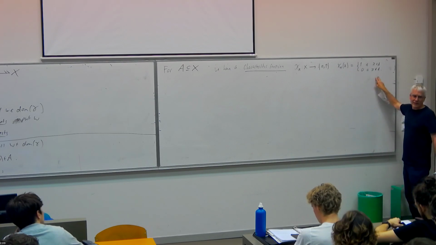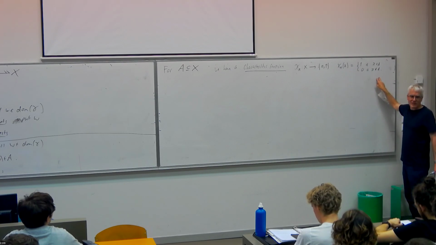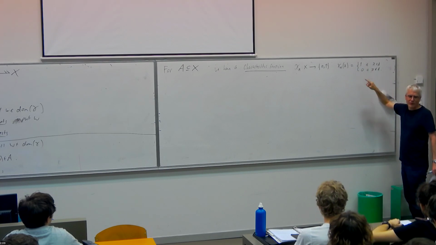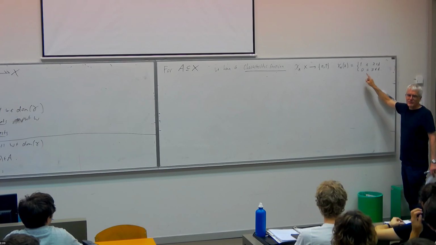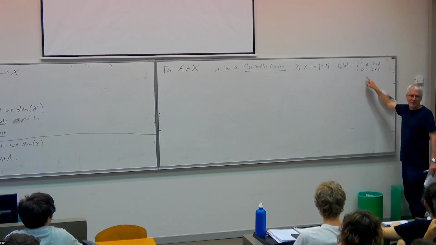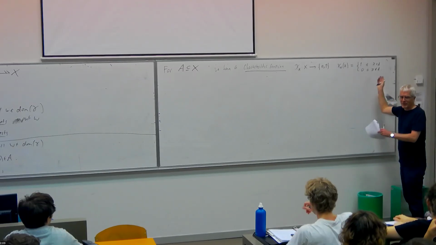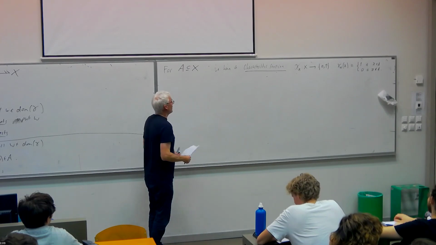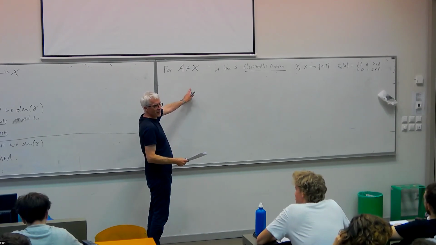So just a little warning here, the teaching assistant really loves to use 0 for true and 1 for false. So he loves it so much that he will probably insist on doing that in exercise classes, I'm not sure. But anyway, it's easy to switch one's head around. Anyway, we have the notion of a characteristic function.